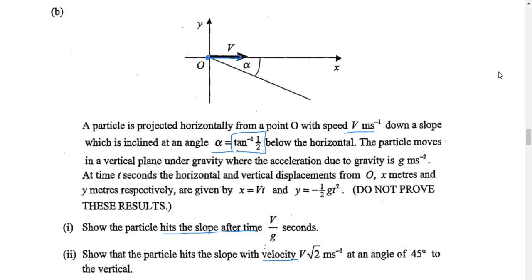At time t seconds, the horizontal and vertical displacements are given by x equals vt and y equals negative half gt squared. Very standard, except for the incline, going downward at tan alpha. So, show that it hits the slope at v over g seconds.